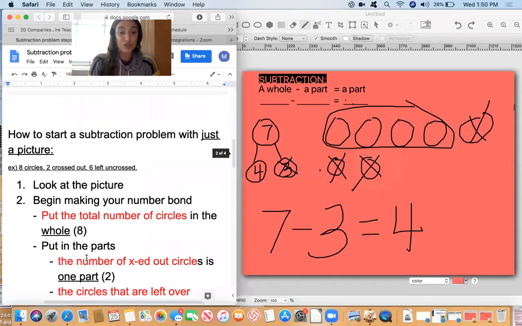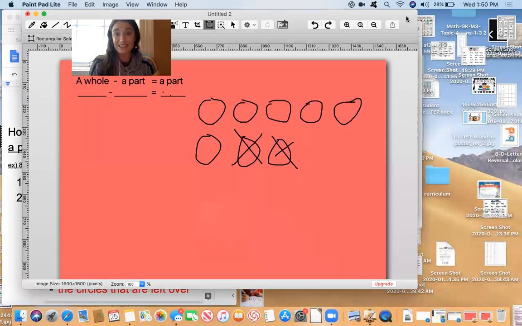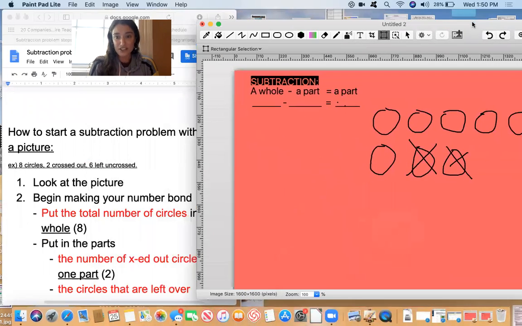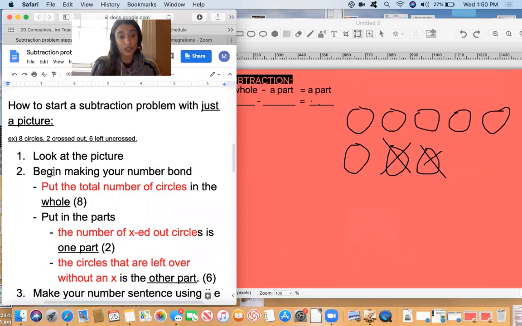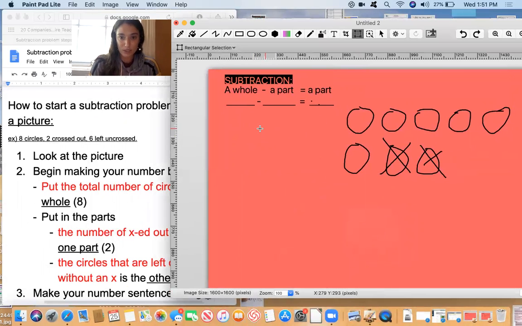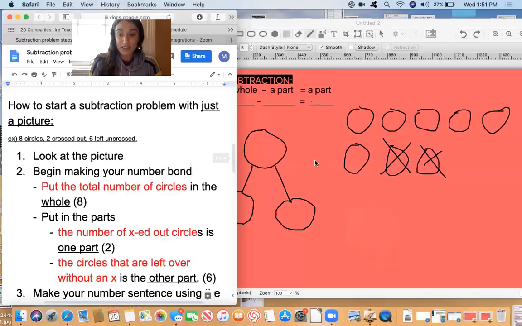Next, we are going to be doing a problem where you are just given a picture. So all you might see is a bunch of circles with some X's on them. Now what can we do? First, we're going to look at the picture and make our number bond. Our number bond is going to help us understand it a little more. So let's make my number bond right here so that we can fill the numbers in. Now we need to put the numbers inside the number bond. The total number of all of the circles, that's the whole.